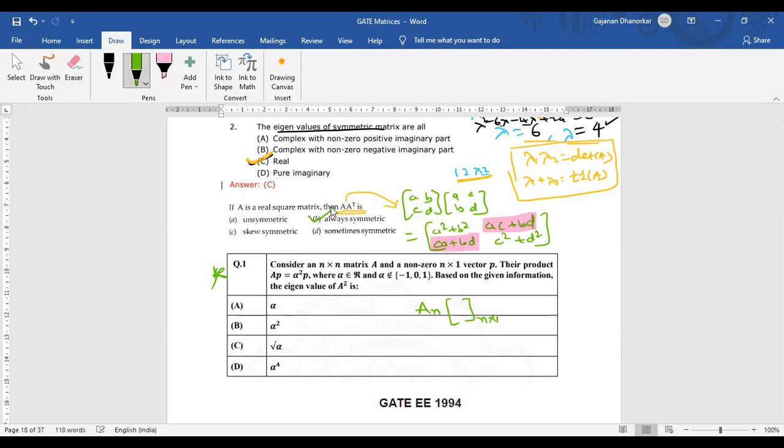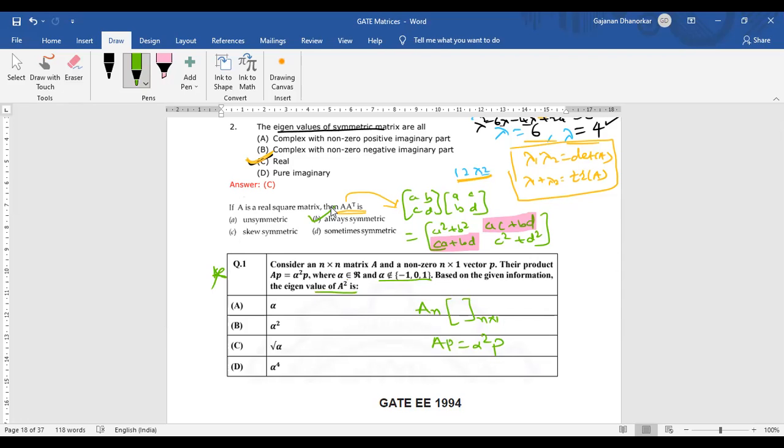Yes, matrix multiplication exists. Then their product is, we are getting, A into P is equal to alpha square into P. A into P is equal to alpha square into P. Alpha is a real number. This is not in minus 1 to 1, 0 and 1 based on the given information. Then the eigenvalues of A square.